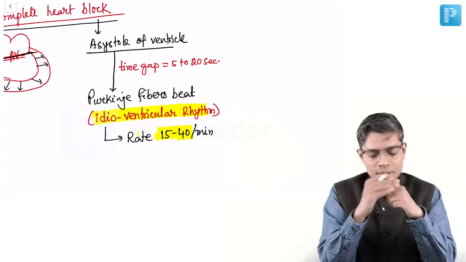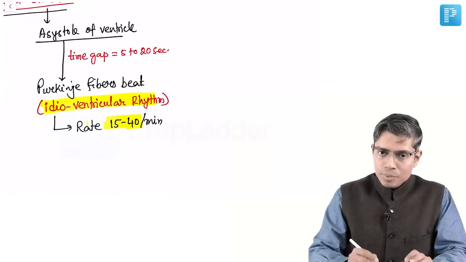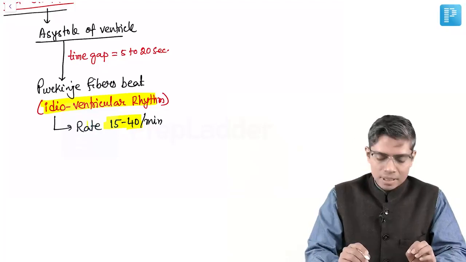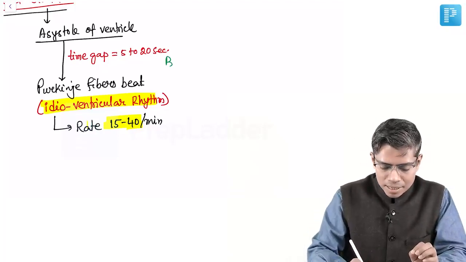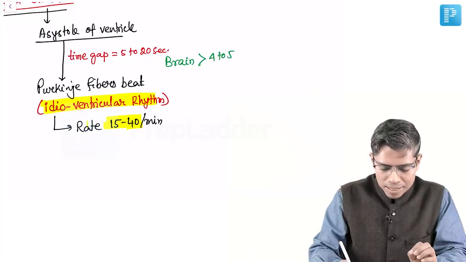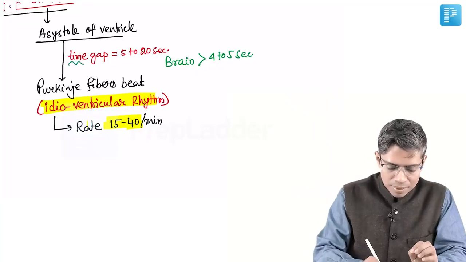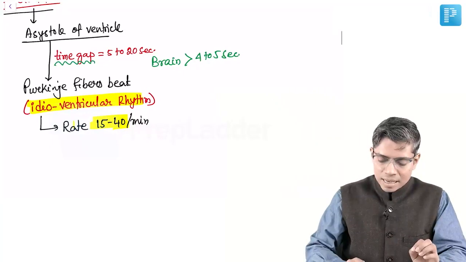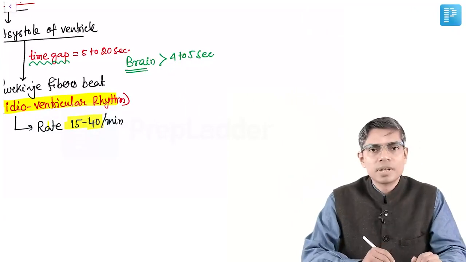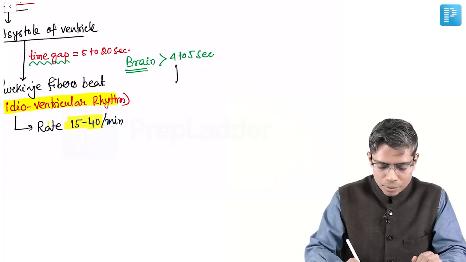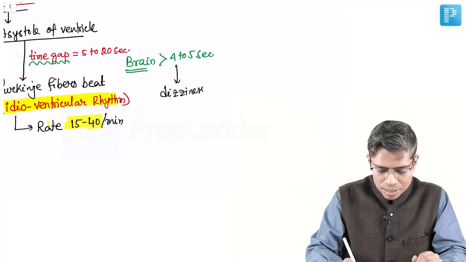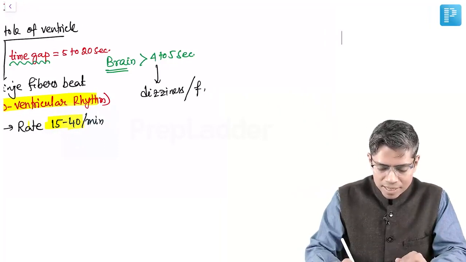Now this 5 to 20 seconds is very crucial for certain organs like the brain. Guyton is saying that if the brain is not getting blood for greater than 4 to 5 seconds, then during this period of asystole, if this time gap is greater than 4 to 5 seconds, the brain is going to suffer from hypoxia, and that hypoxia will lead to dizziness. There may be fainting also.